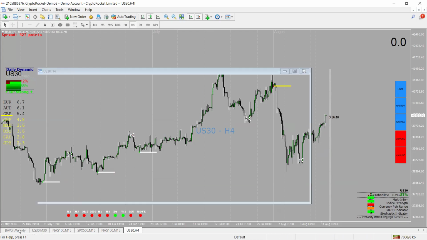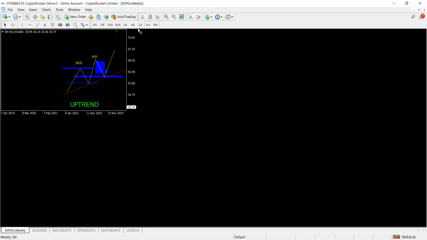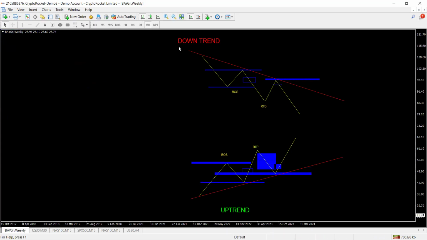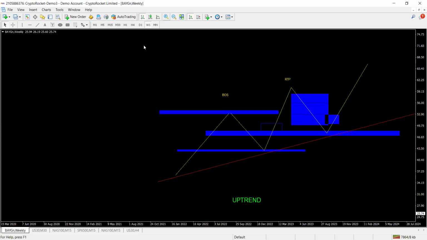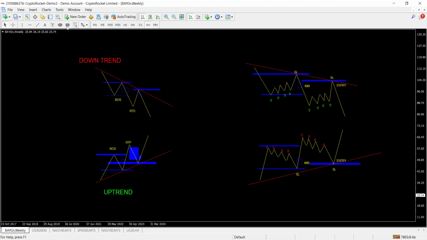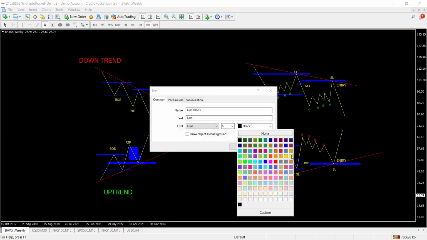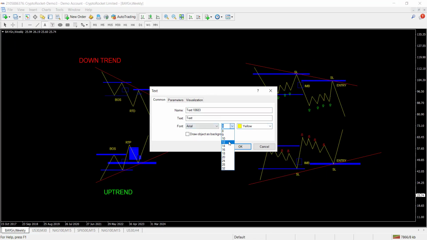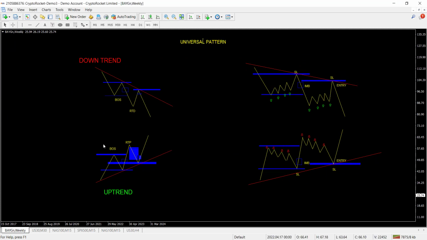All right. So I'm going to take you to this screen here, which is not looking the way it's supposed to look. I don't know. Oh, there we go. All right. Now, this is what I call the universal pattern. All right. So I'm going to write that here. This is the universal pattern.